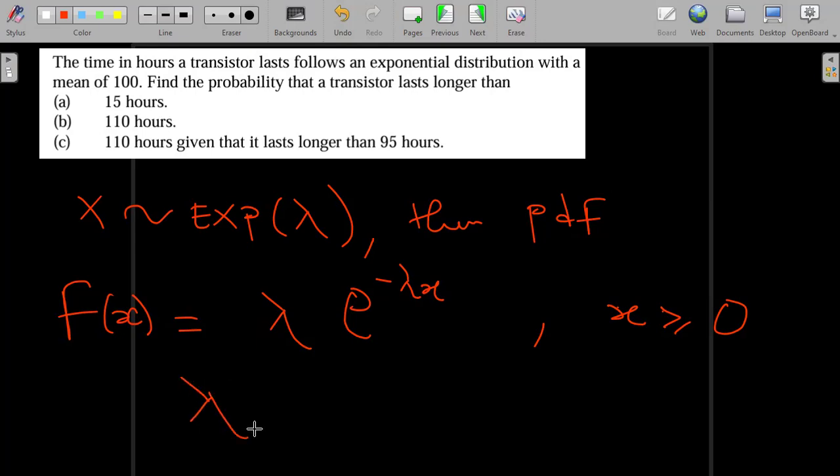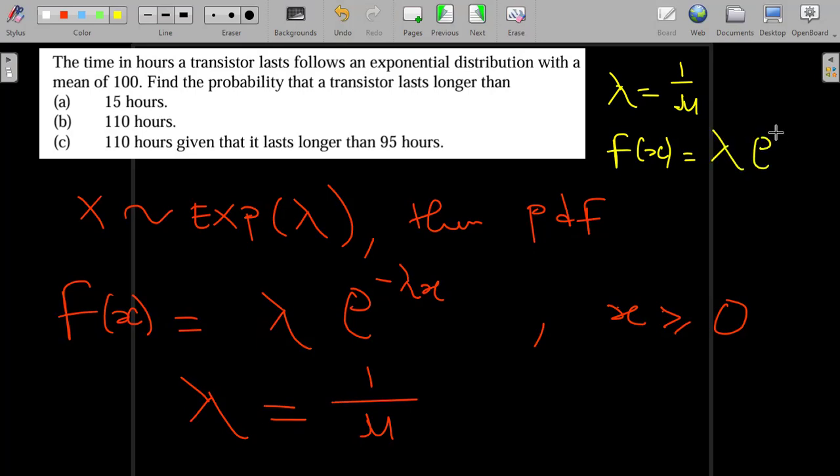And then our parameter lambda will be equal to 1 over the mean. Very important information to keep. Our lambda will be equal to 1 over the mean or the average. And then our PDF will just be lambda e to the power minus lambda x, for x greater than or equal to 0.